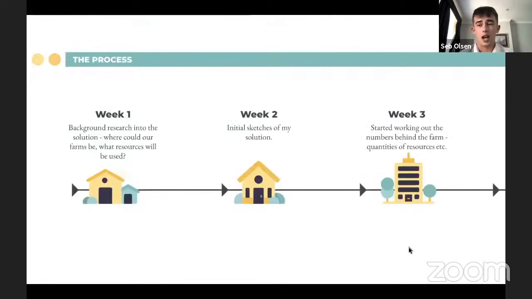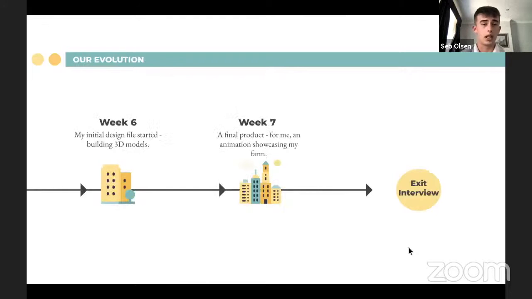So here's a rough timeline of the progress that I made on the module, starting with week 1, where I conducted some background research into the solution. So where could my farm be and what resources will be used in it? And week 2, I drew up some initial sketches of my solution, like what I wanted my farm to look like. And moving on to week 3, I started working out some of the numbers behind the farm, so the quantities of resources I'd need, etc.